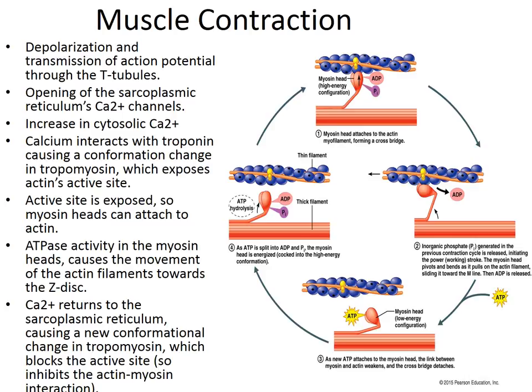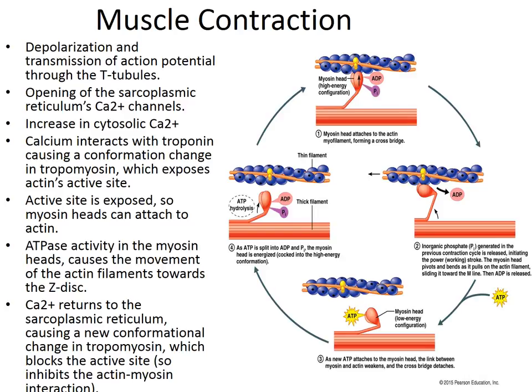ATP is split to form adenosine diphosphate plus phosphate, and the bond energy is transferred to the myosin head, causing it to move in the high-energy position, which is generally referred to as cocked or reactivated, so that it is ready to bind to the actin binding sites once again.